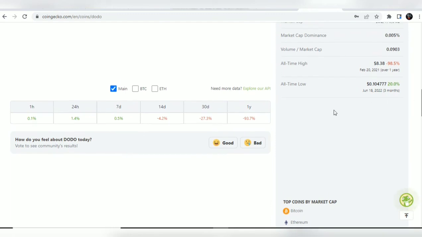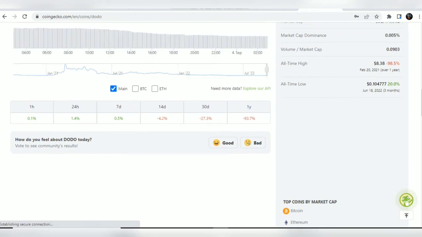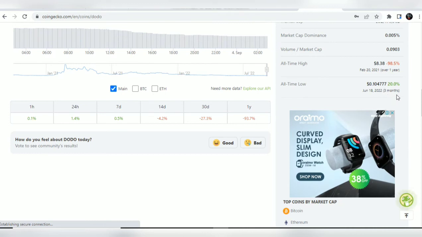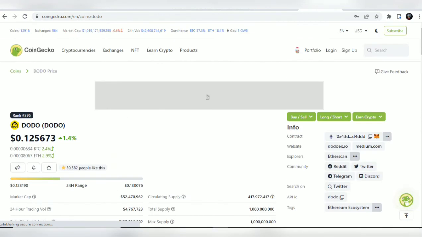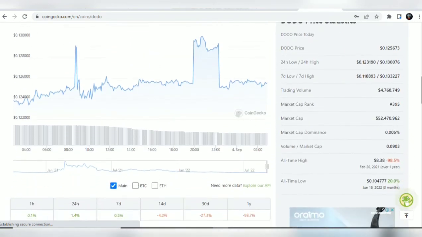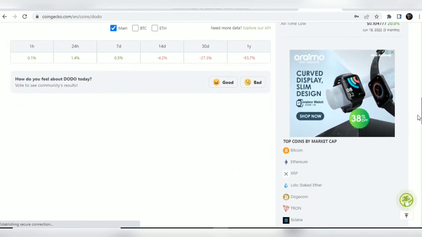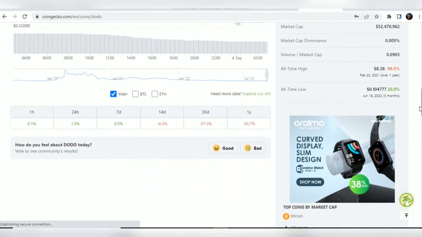DODO made an all-time low on June 18th, 2022, which is roughly three months from now. The all-time low was $0.104, and it made an all-time high of $8.38 on February 20, 2021. So buying it from this price is quite a bullish, futuristic move. This is not financial advice. Please do your own research before investing in any crypto projects or any coin assets at all.